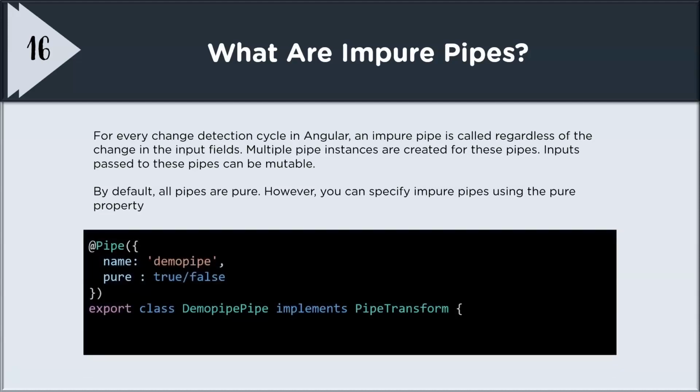Now, here's a code for specifying impure pipes. You can use the pure property and either mention true or false. True meaning it's a pure pipe, and false indicates that it's an impure pipe.